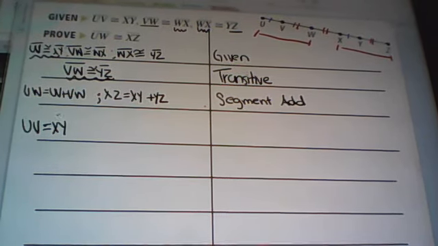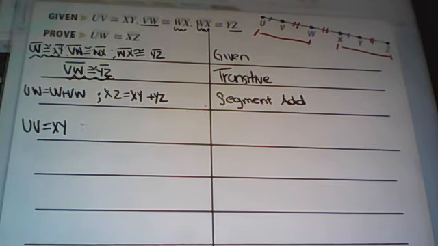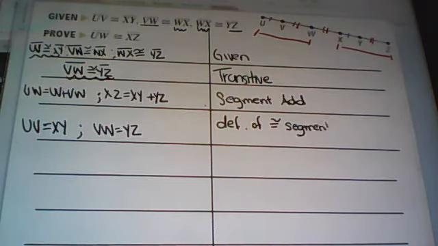So now I have UV is equal to XY. And notice I've dropped the segment symbol and I've dropped the congruent and I've changed it to equal. So UV is equal to XY and VW is equal to YZ. And the reason I can do that is the definition of congruent segments says that if two segments are congruent, then their lengths are equal, or vice versa. If the two lengths are equal, the segments are congruent.